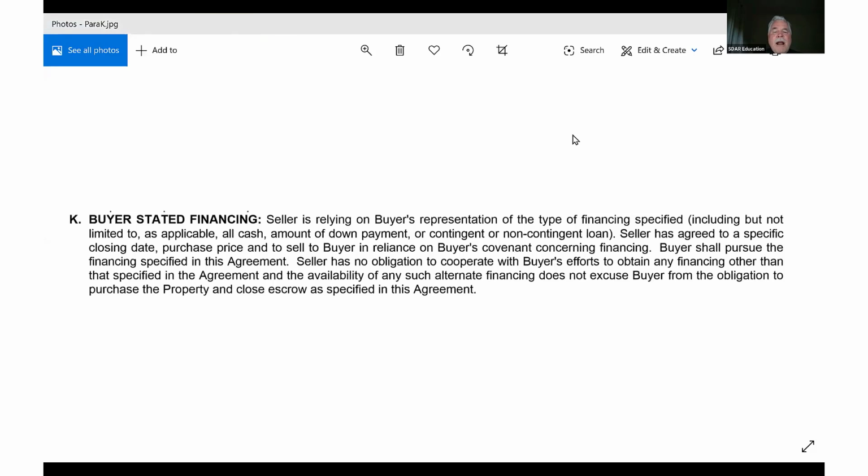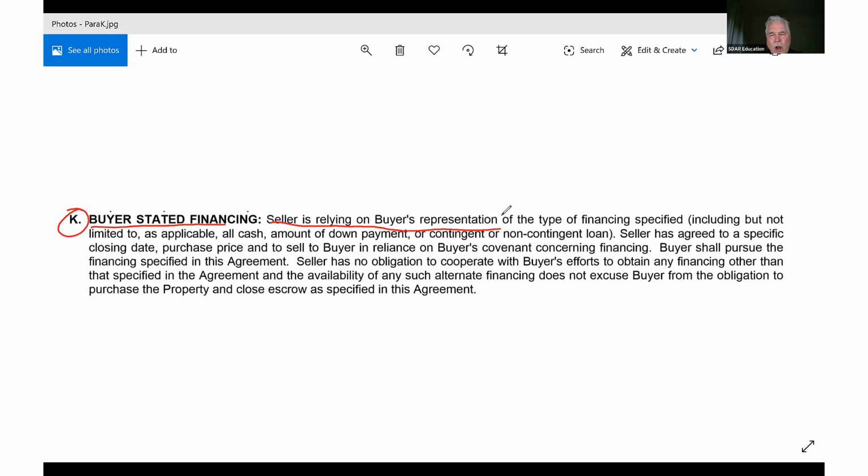Let's take a look at our buyer stated financing. So what is buyer stated financing? This is going to be the paragraph that's going to be the gotcha. This is going to be the catch-all paragraph, okay? So in buyer stated financing, the seller is relying on buyer's representation. Now, you don't need to be a lawyer to know that that's called detrimental reliance, justifiable reliance. The seller is relying on what the buyer's telling them, okay?